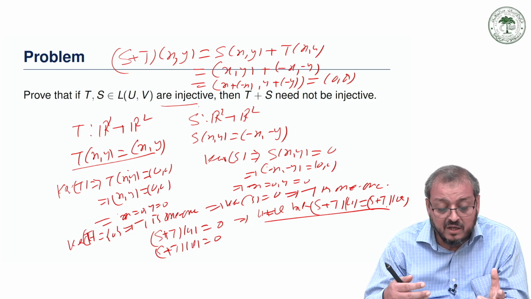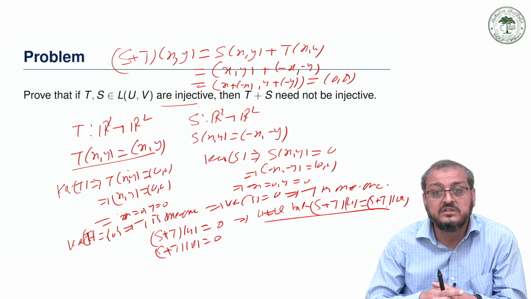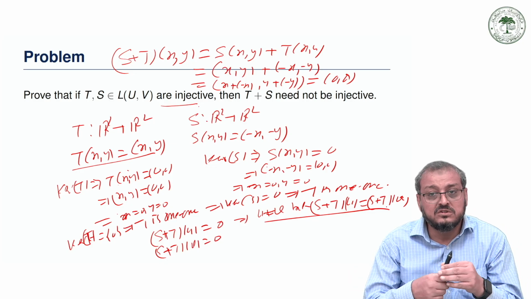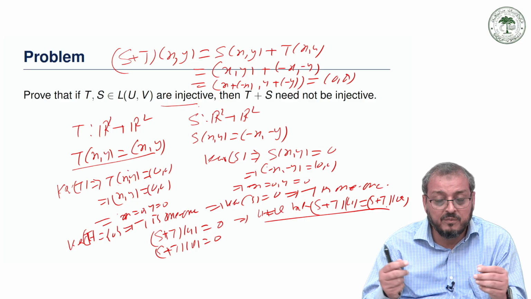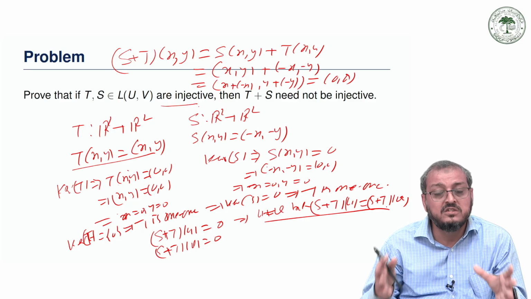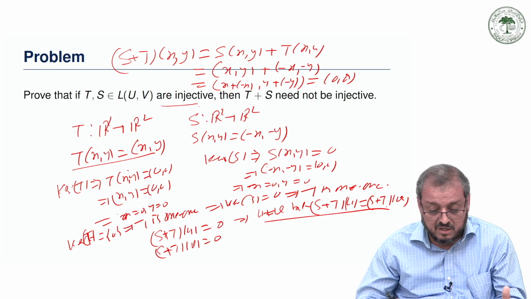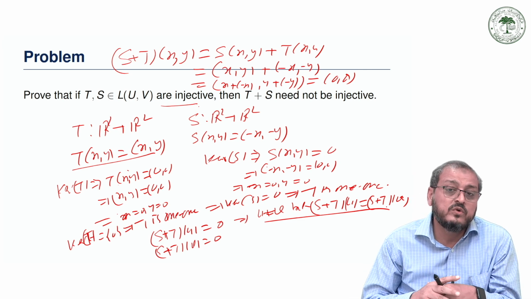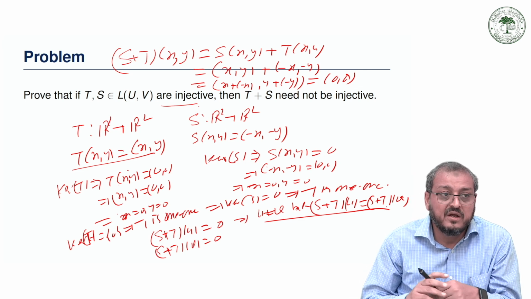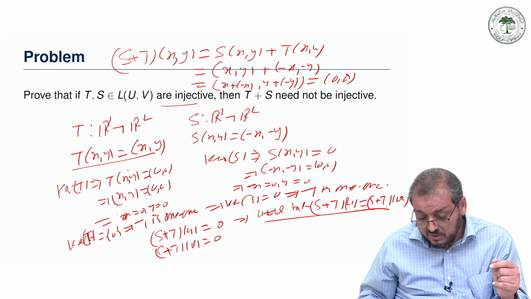We can say that if we take two injective maps, the sum of these two injective maps need not be injective. So the statement is not true, and we have to provide a counterexample for it.